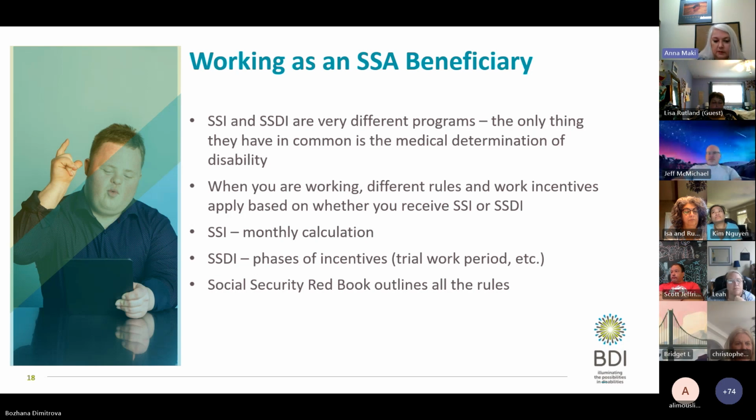The Social Security Red Book, again, Blue Book is all things tied to medical determination of disability. Red Book are all the rules. What are these impairment related work expenses? What is a PASS, a plan to achieve self-sufficiency? So there's all these rules and regulations and pretty cool incentives that are outlined in the Red Book. And again, we do have a separate session just on this topic. Next slide, please.